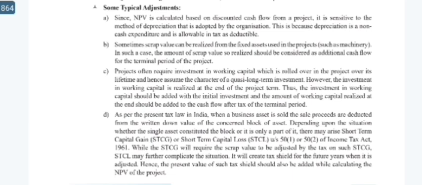Point number C they have given, there may be a working capital investment. In question they may give working capital. So if the working capital is required additionally, it will be added to the investment amount. If it is released, then we will consider it as a cash inflow at the terminal period. If working capital is additionally needed, it is added to the initial amount. If it is released at the end of the year, it will be calculated as a cash inflow at the terminal period.